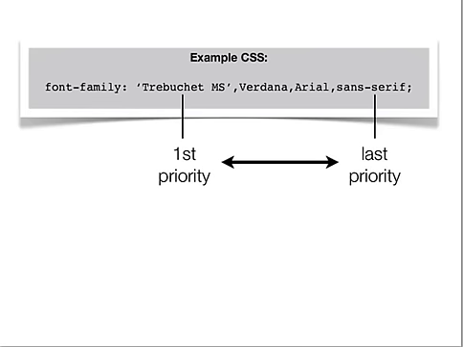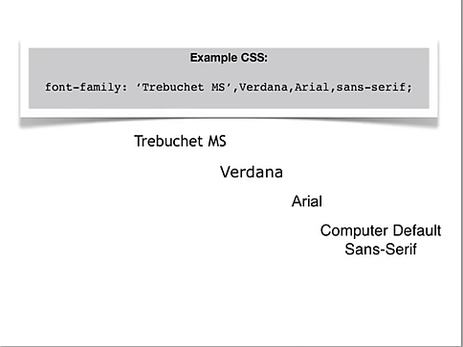When listing multiple fonts, list the fonts in order of priority. The first font you list would be the one that you want displayed the most, and the last font you list would be your last choice, if the user doesn't have the fonts that you previously listed.